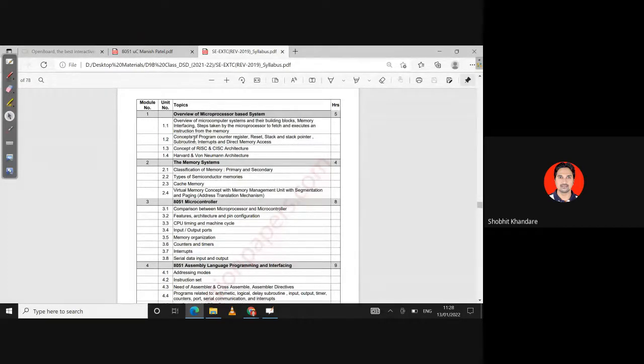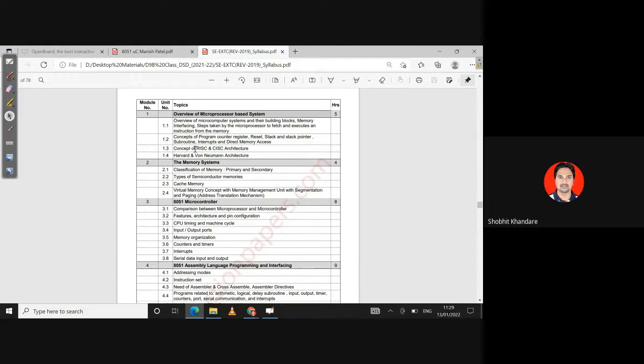Then we have to understand the concepts of program counter register, reset, stack and stack pointer, subroutine, interrupts, and DMA, that is direct memory access. These are the important terms which we have to understand in the first module. These last two sub-modules are very important. We have to understand what is RISC and CISC architecture. RISC and CISC, these are the short forms.